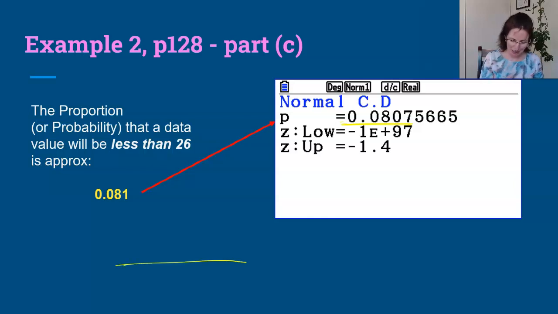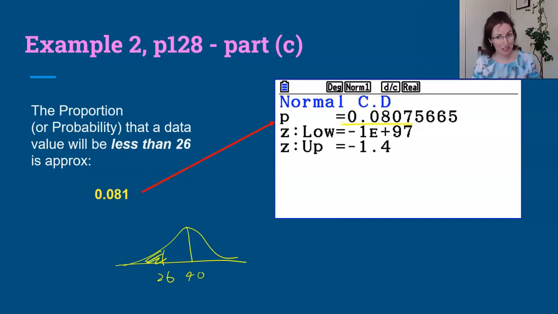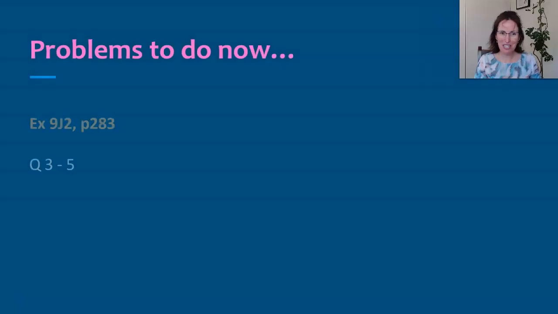Remembering again to make sure that you've drawn your sketch, putting on your 26 there, less than with your mean. Always making sure you do a sketch, please. And listing what you did: your lower, upper, your standard deviation and your mean, writing those four values, your answer and your sketch.